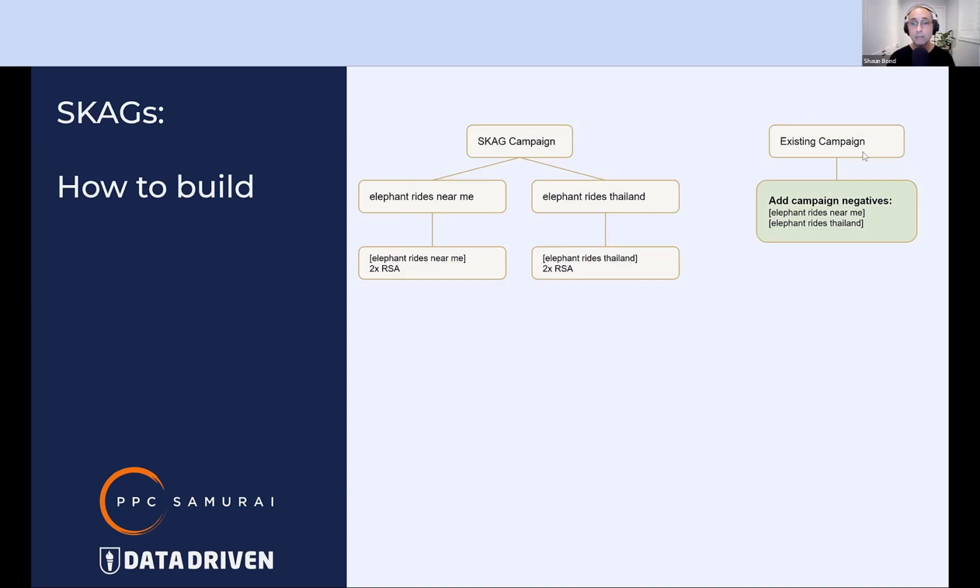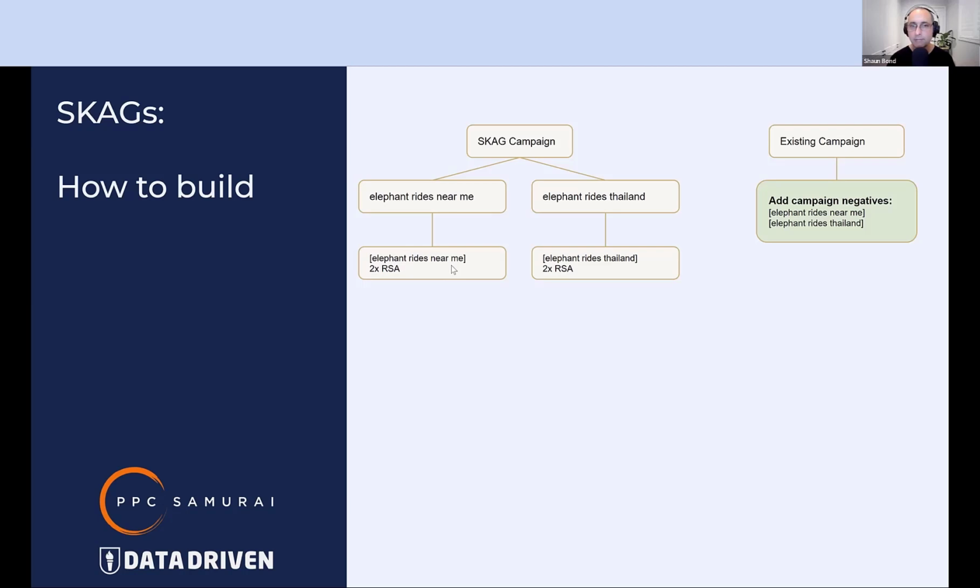Because of intent matching, if I added negatives at the ad group level that triggered these search terms in the first place, there's every chance Google will just match that search term to a different ad group in the same campaign. So that's why I want to add these negatives at the campaign level. That'll push these search terms out of that campaign, and then we've got this structure sitting over here that's ready to accept them.